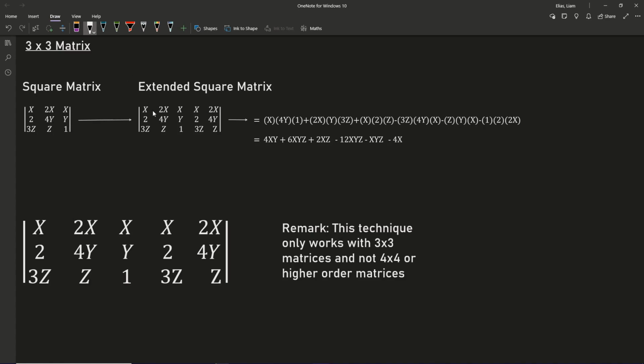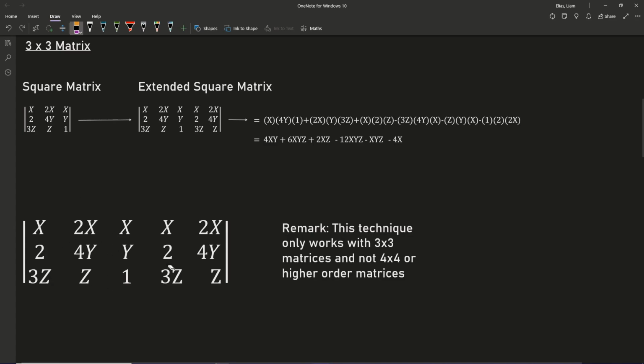The extended matrix is just going to be the square matrix, this 3 by 3 matrix, but we're going to repeat the first two columns. So you see these two columns just get repeated. Now we have a 3 by 5 matrix, and these two are repeated. This just makes it a lot easier to visualize the process we're going to use to find the determinant.